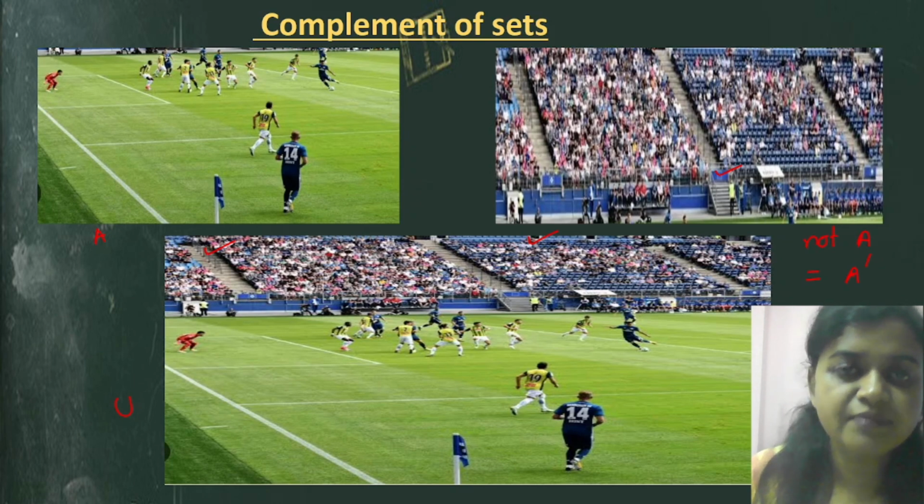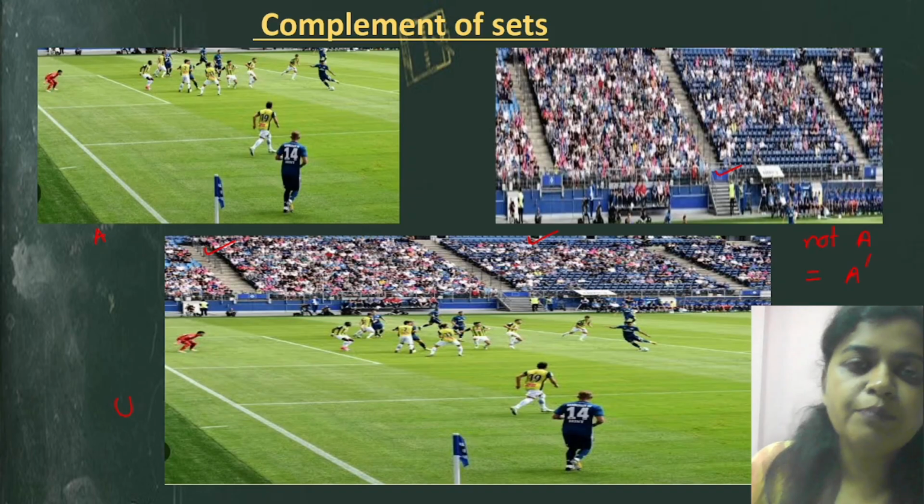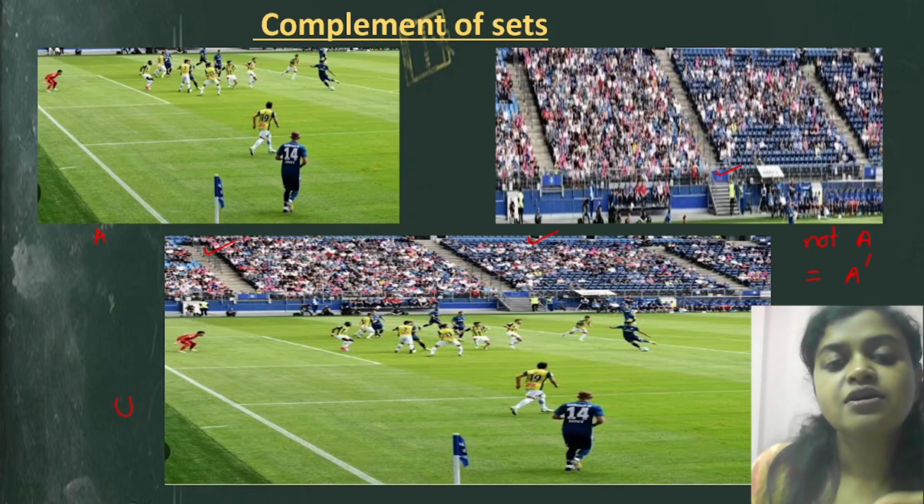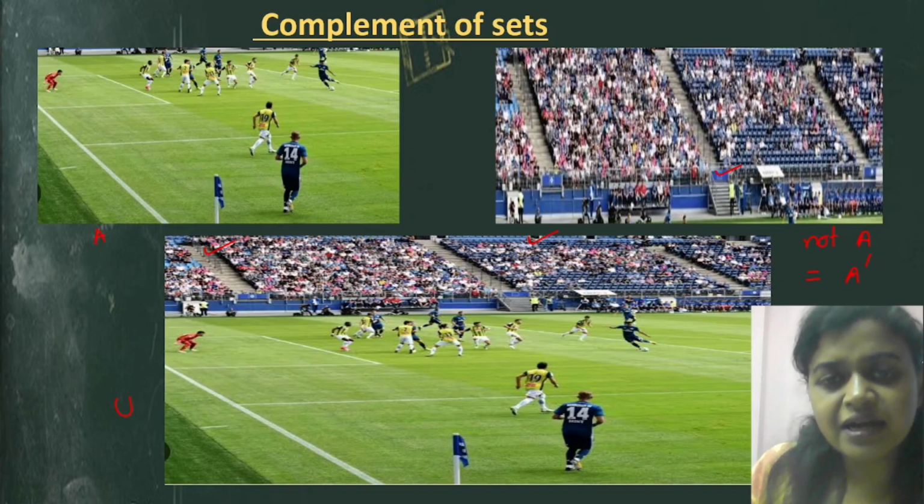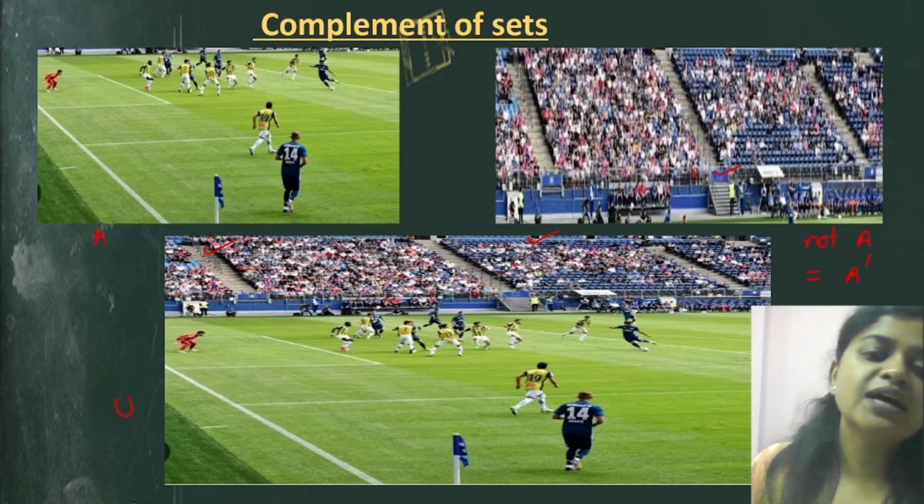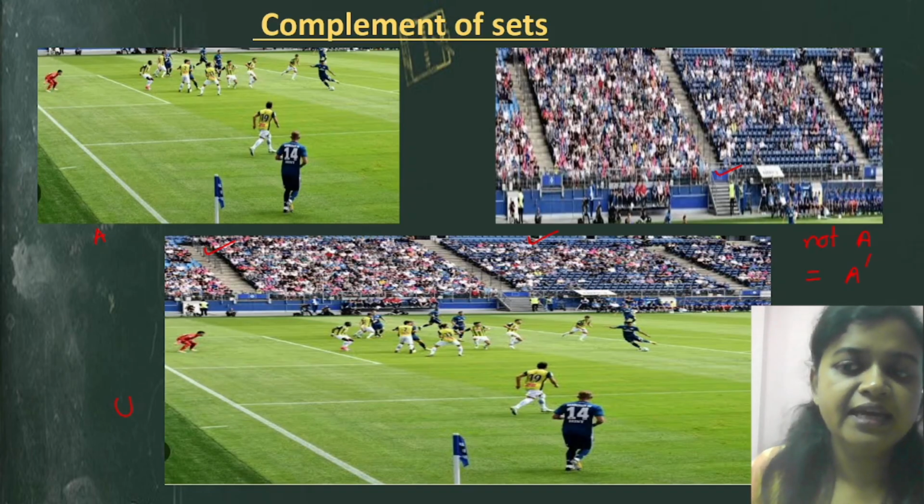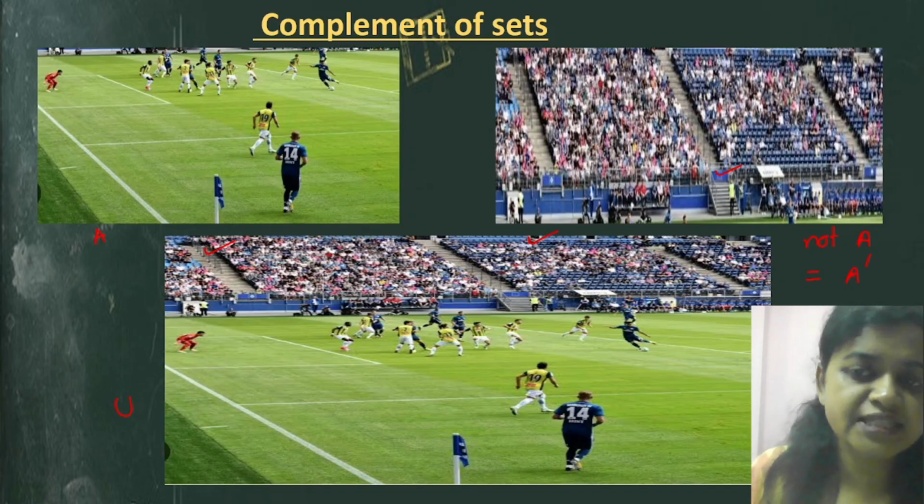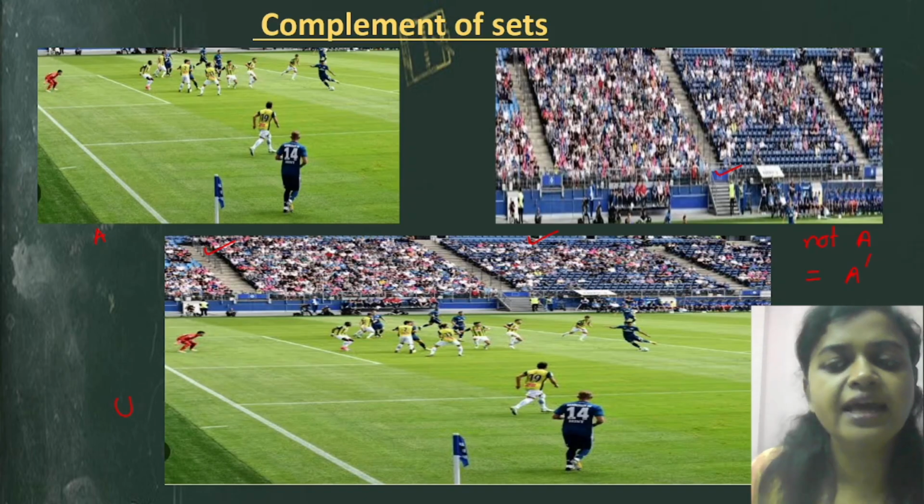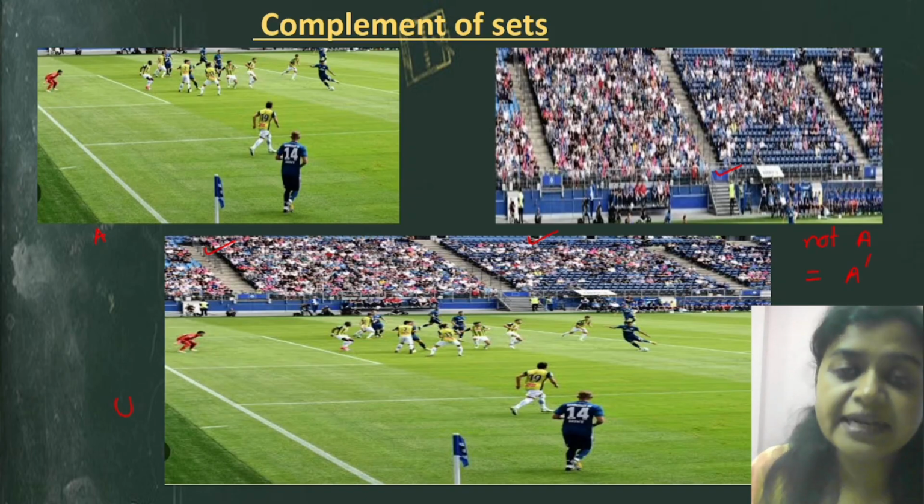Set A. Got it? So complement of a set means what? You have to find the difference of a certain set, and then we get the other part of the set that is not included in set A, but is included in the universal set U. So this is called the complement of a certain set.